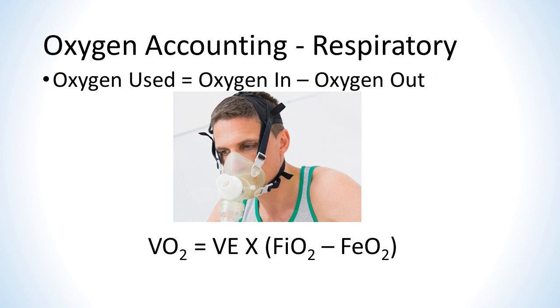The VE term is the ventilatory exchange in terms of the total volume of air that is moved through the lungs per minute. Sometimes the VE term is expanded into TV times RF, which is the tidal volume times the respiratory frequency. The tidal volume is the volume of air moved through the lungs per breath, and the respiratory frequency is the number of breaths per minute. The ventilatory exchange is multiplied by the difference between the fraction of oxygen in the inspired air and the fraction of oxygen in the expired gases. This gives the total rate of oxygen consumption for the entire body in terms of liters of oxygen per minute.